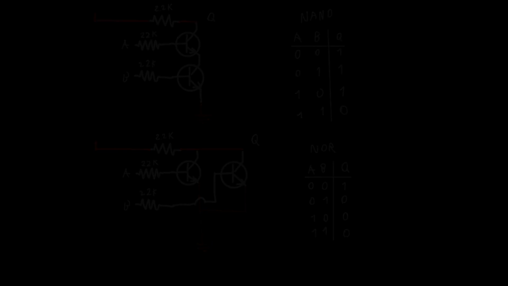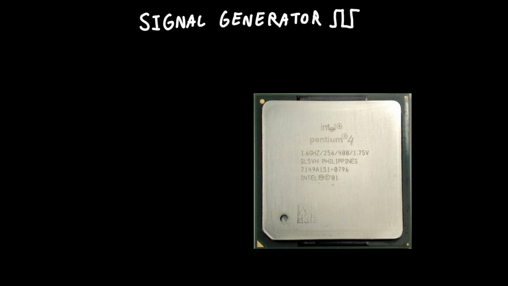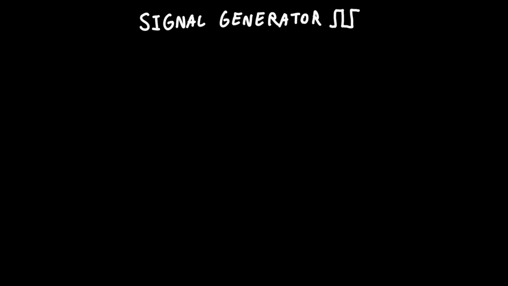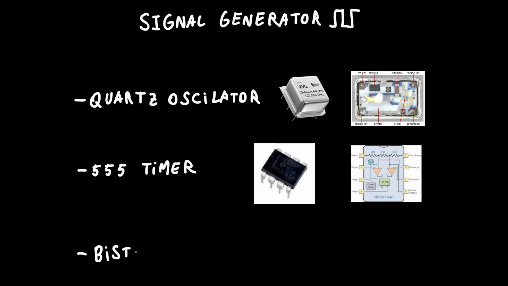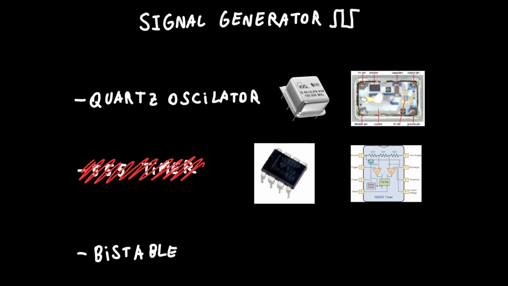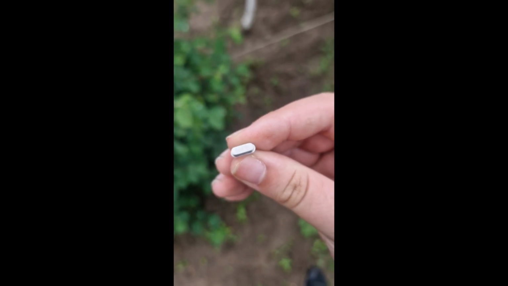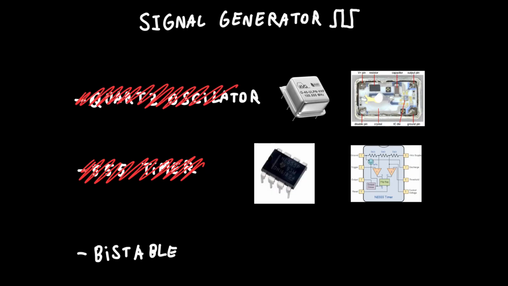Let's move on to the next component, the oscillator. This will control the clock signal that everything in the processor will run by, and we have 3 main paths: a quartz oscillator, a 555 timer, and a simple bistable oscillator. You already know my opinion on integrated circuits, and I can't find any oscillator with a small frequency. So the bistable it is.